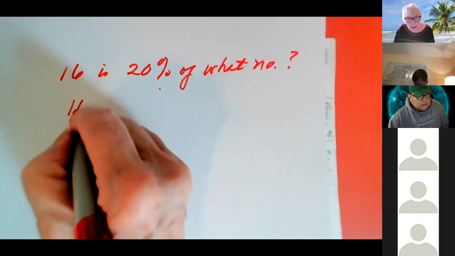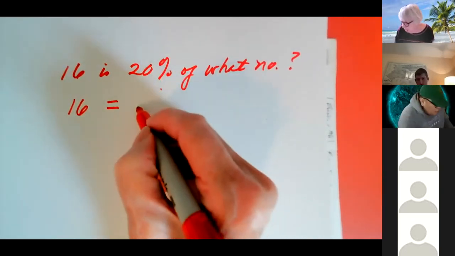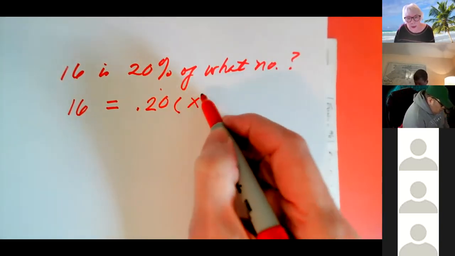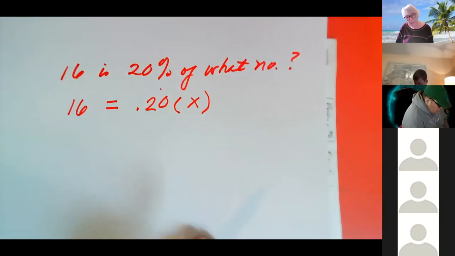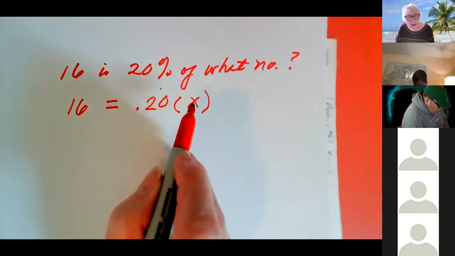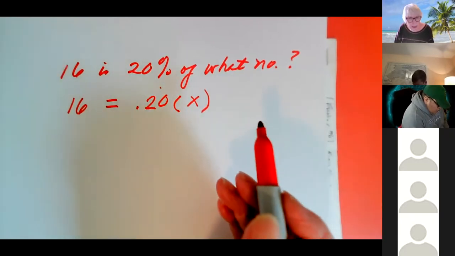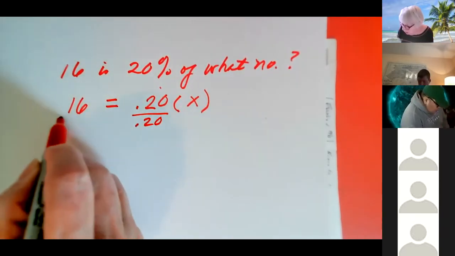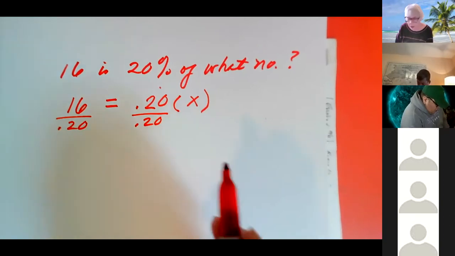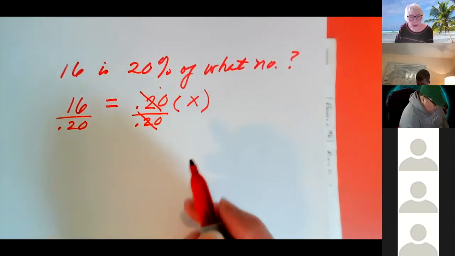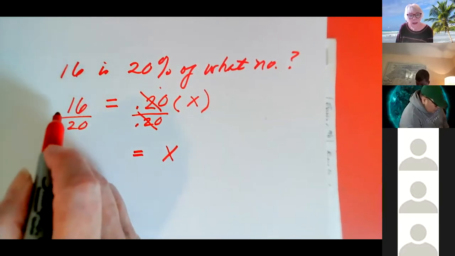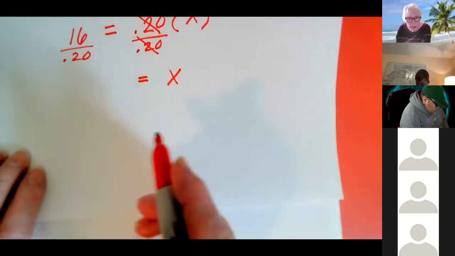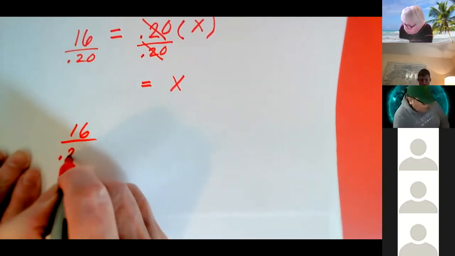Translation. 16 equals 20%. I'm going to go straight to the decimal, times what number? The goal is to get X alone so that you can report the answer. It's multiplied by 0.20. So what you do is you divide both sides by the same thing so that this cancels down to 1x, which we'll call X. And this, it's up to you to figure it out. And so that's why we learned these skills. So it's 16 divided by 0.20.